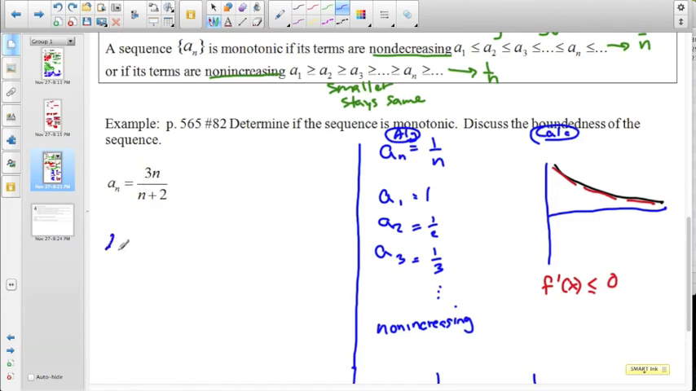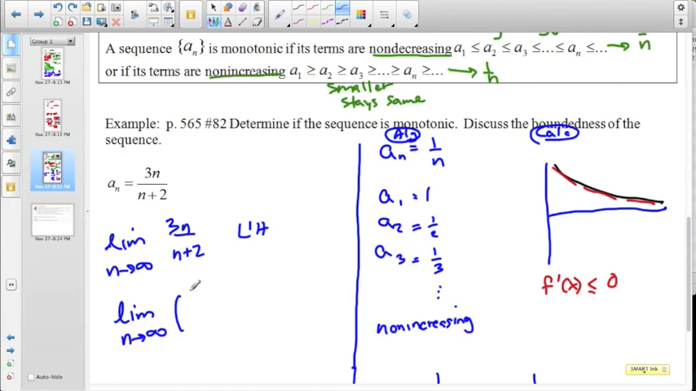So let's find the limit as n approaches infinity. I'll write it in sequence notation. And so we have 3n over n plus 2. I'm going to use L'Hopital's because right now that's infinity over infinity. That's indeterminate. So I'm going to use L'Hopital's to see if I can get this into a determinate form.